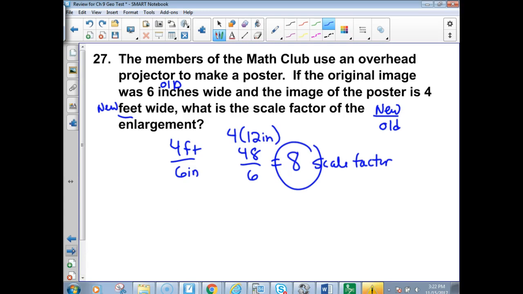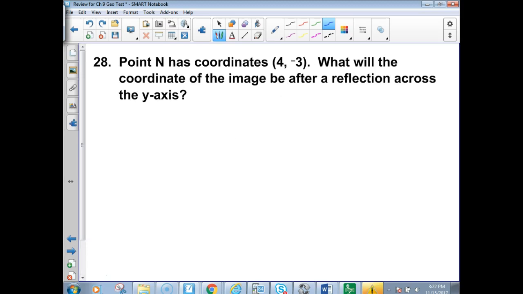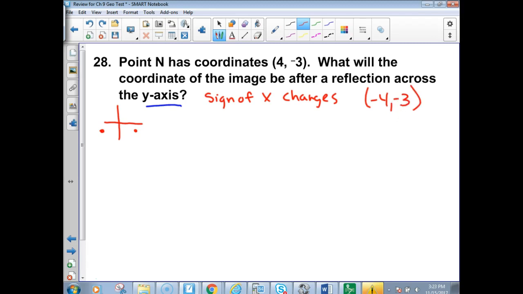All right. Okay, point N has coordinates 4, -3. What will the coordinate of the image be if it reflects across the y-axis? You will have some questions where all you have to do is tell what the new point would be. If you go over the y-axis, you can just think about it like this. 4, -3 would be somewhere around there. If you went over the y-axis, it's going to go over here. So what changes is the sign of x changes. All right, so the new point would be -4, -3. The answer is -4, -3.